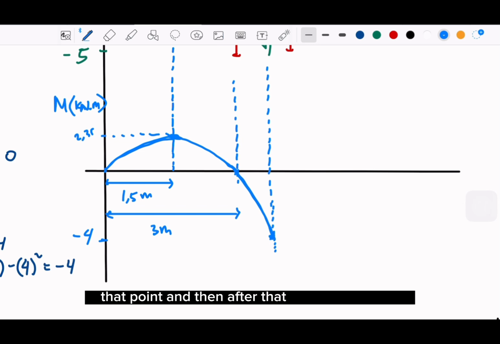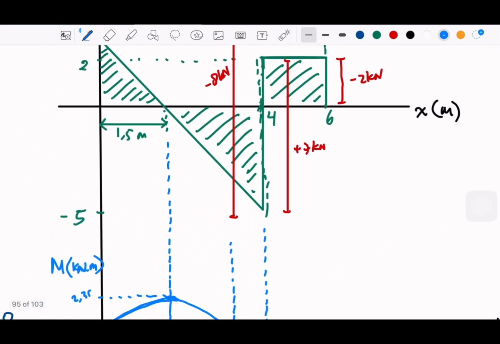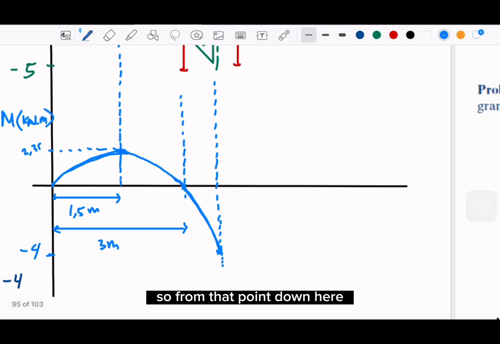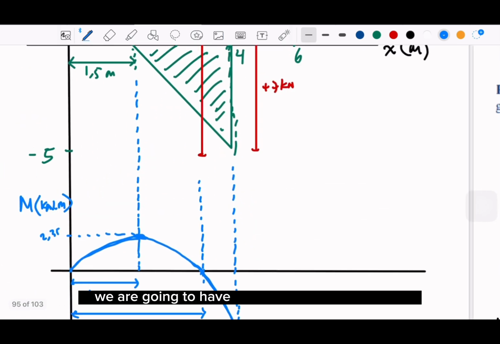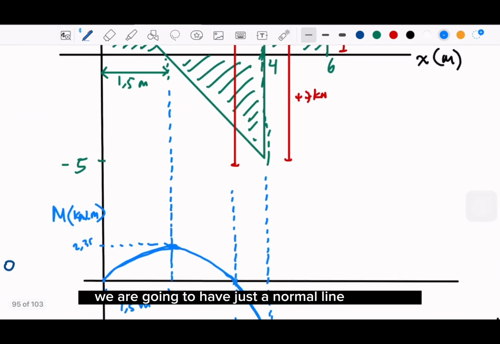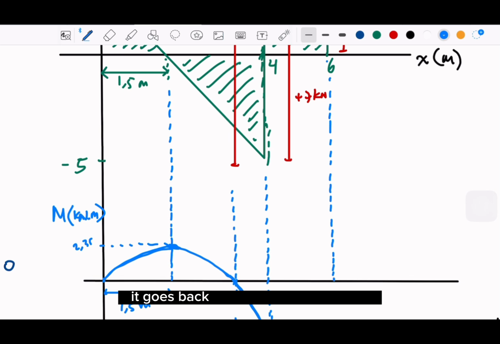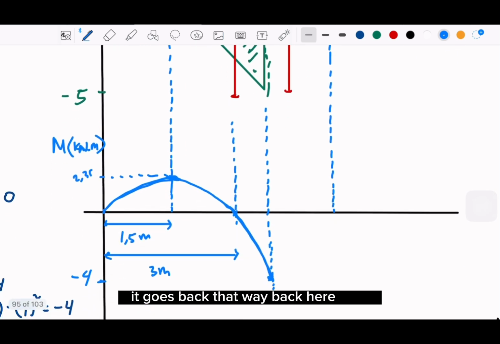And then after that, what will happen? Look at V. V is on the positive axis, right? And then it's constant. So we are going to have a positive slope. So from that point down here, we are going to have just a normal line equation. So this is at 6 meter. It goes back way back here, right?